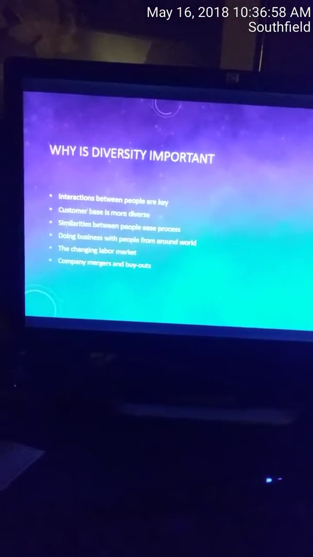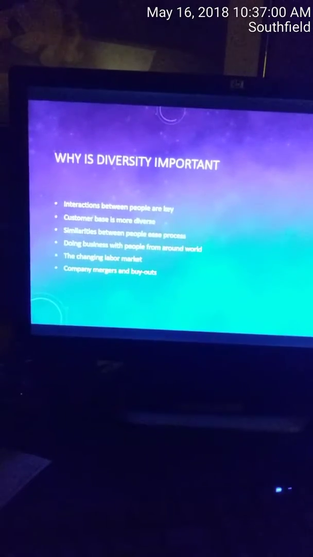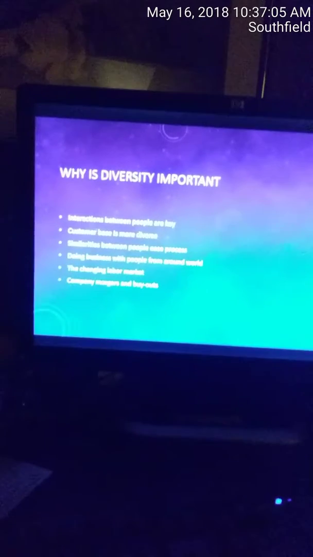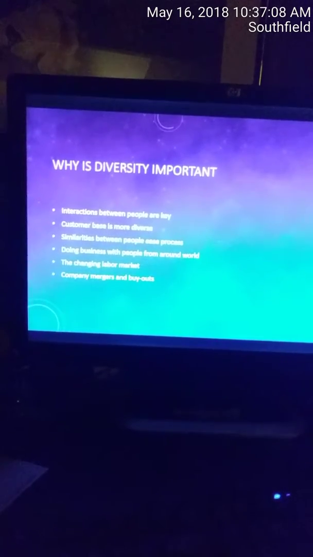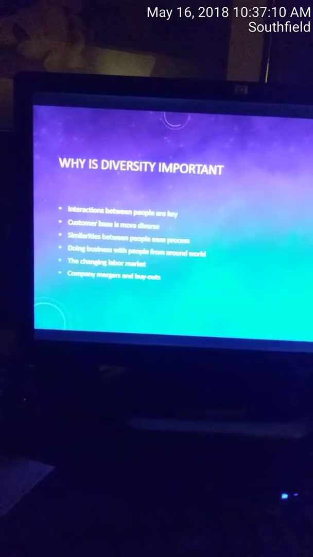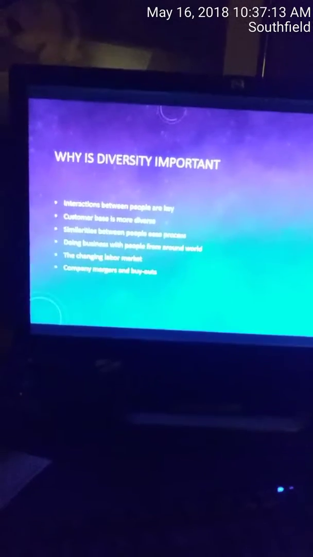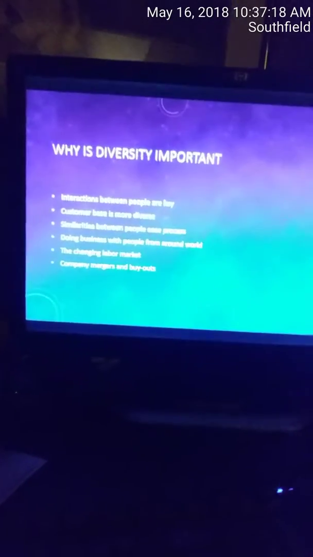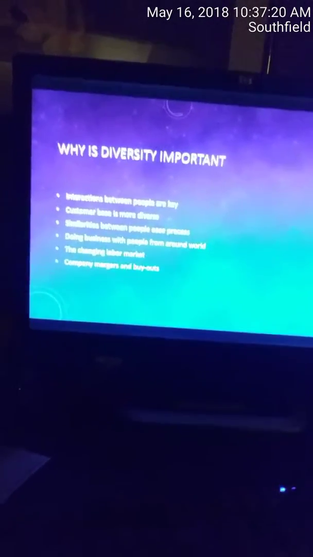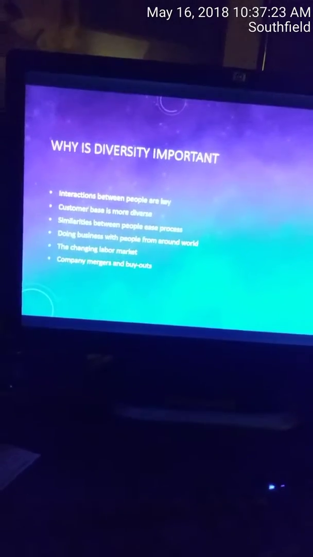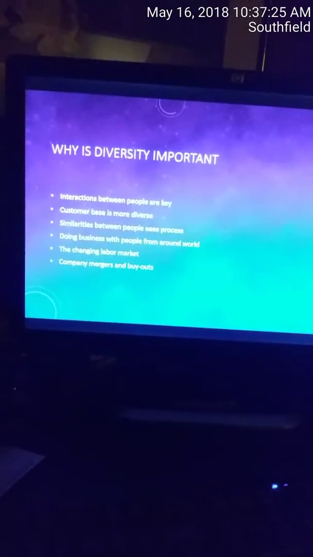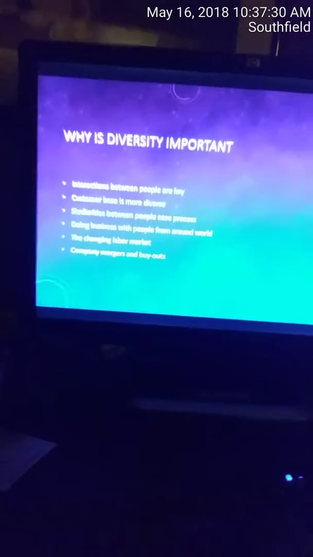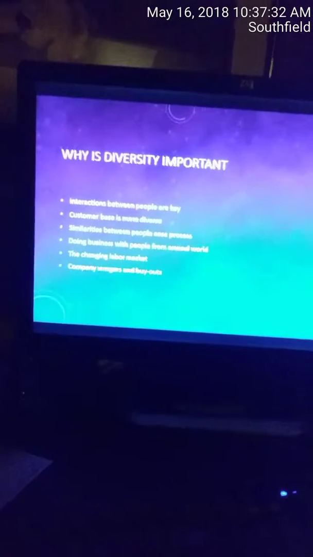Why is diversity important? Diversity is important because all people from different backgrounds provide a specific value to an organization. We all interact, and your organization's customer base is becoming more diverse. It's easy to deal with people when you understand that they are from different places and they view things differently.